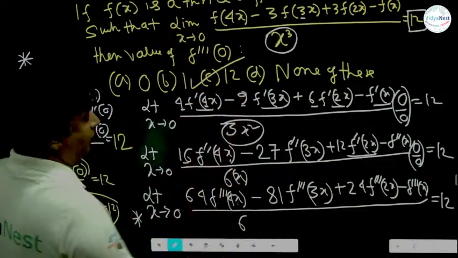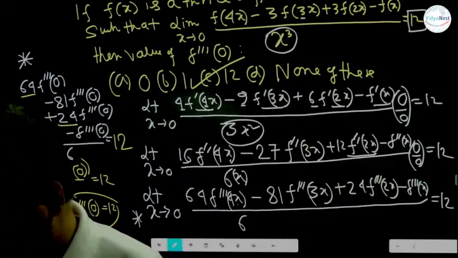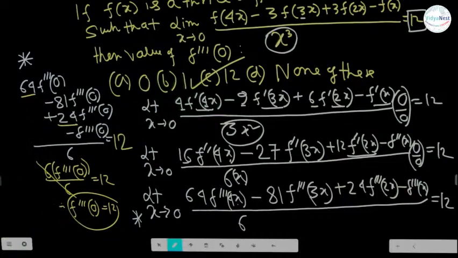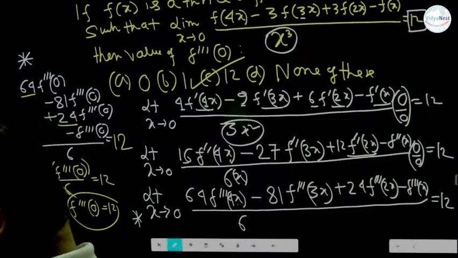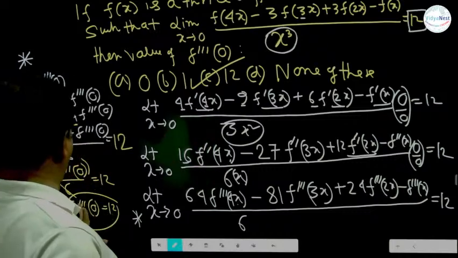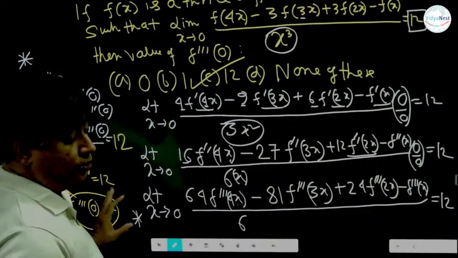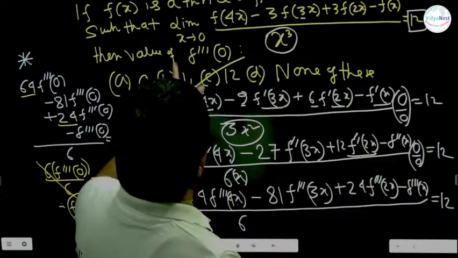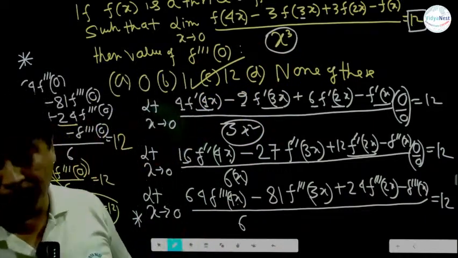Option C. Got it? So this is an example of L'Hopital's rule. Sometimes the question will be reversed. Sometimes f'''(0) equal to 12 will be given and you will be asked to find the limit. You will proceed in the same manner.